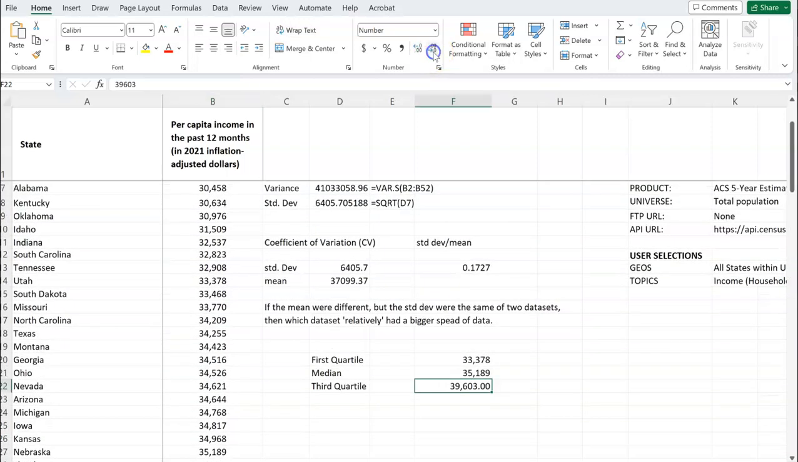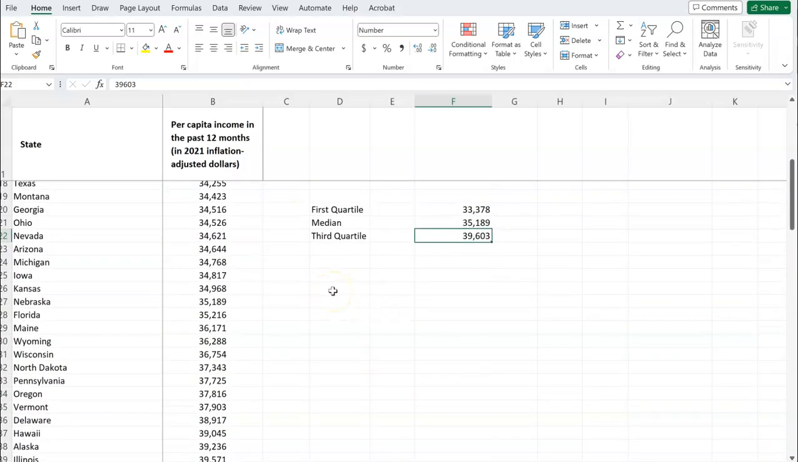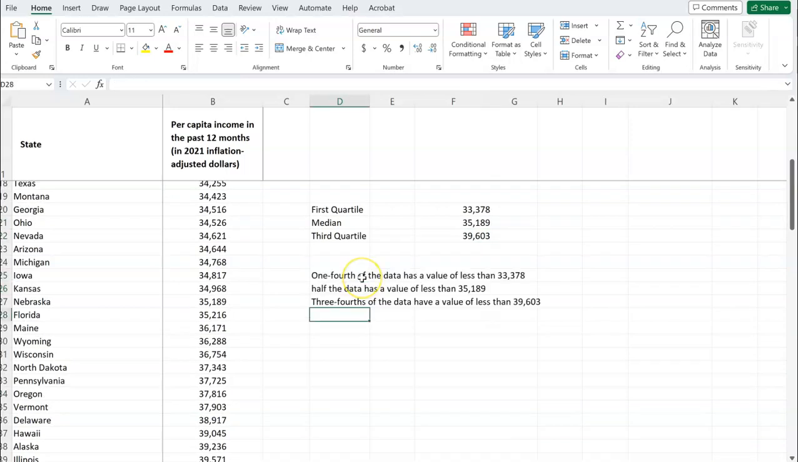Now this is telling us how the numbers are arranged. So the first quartile is 33,378. This is telling us that if I were to visualize the data without looking at the whole data, here we have 51 lines of data, so it's easier to visualize it. But what if I had thousands or hundreds of thousands of lines of data?